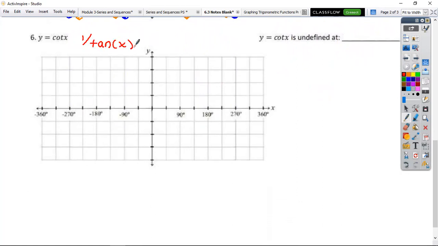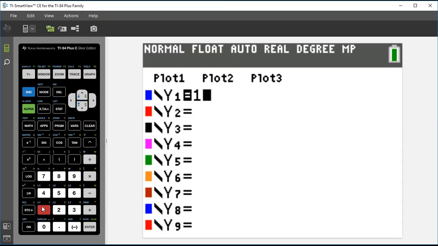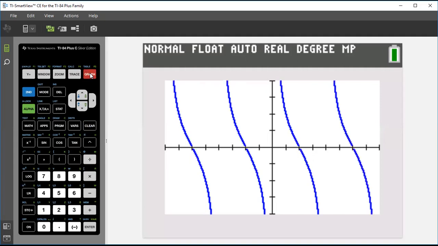And again, start with the asymptotes. So start with your asymptotes, over to the calculator, and I'm going to type 1 divided by tan of x, and graph. Everyone get that? Kind of looks like the opposite of the one you just did above. So I need to place asymptotes at 0, 180, and 360.